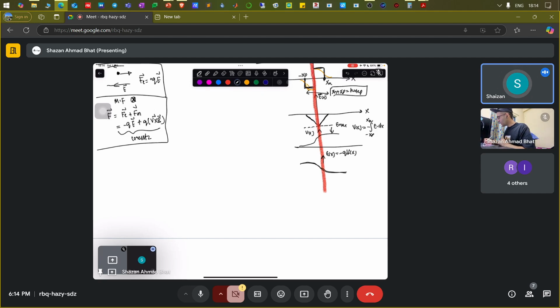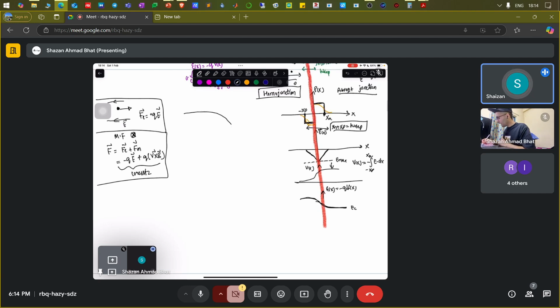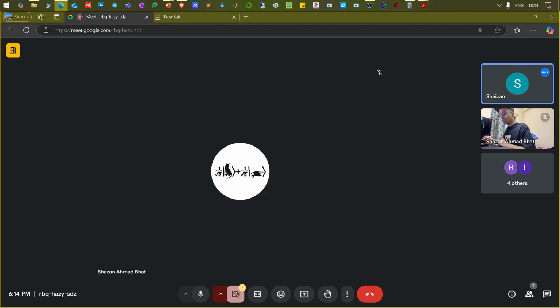And you have this particular figure, which is basically the conduction band of this p-n junction. So that is what you show in the energy band diagram. This is the energy band diagram of p-n junction. This is Ec, this is Ev, and oh god, what happened?